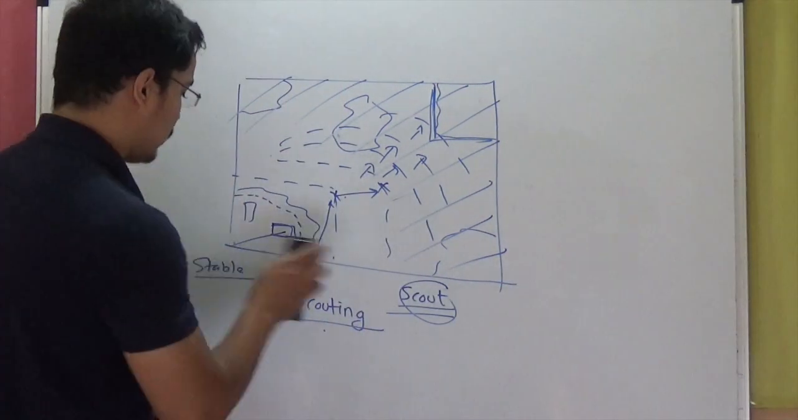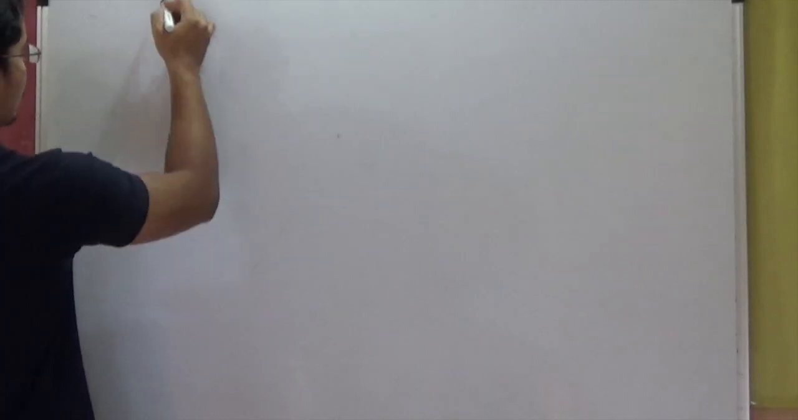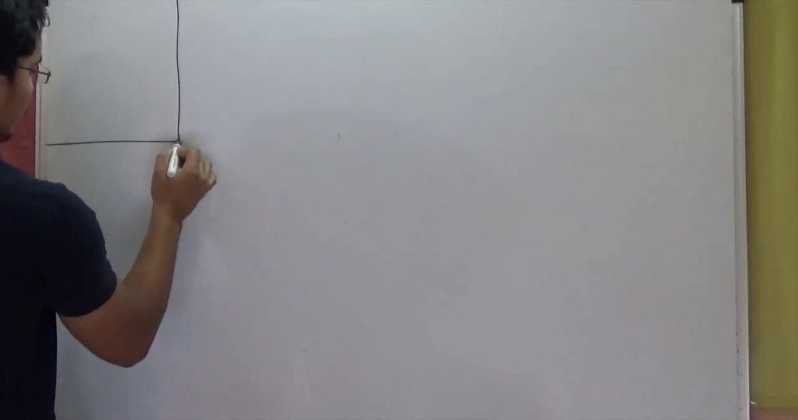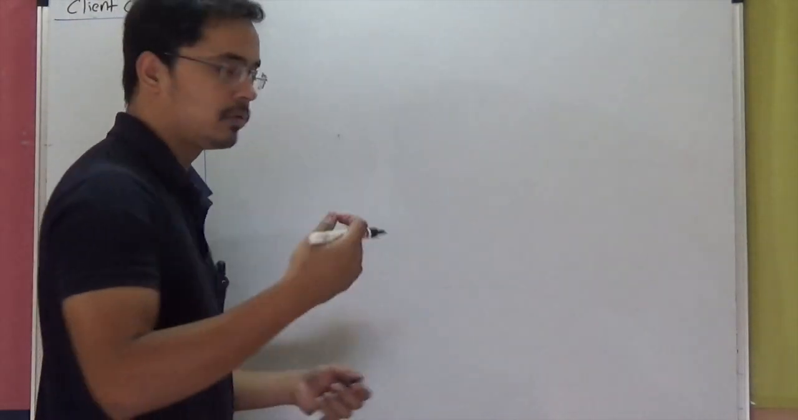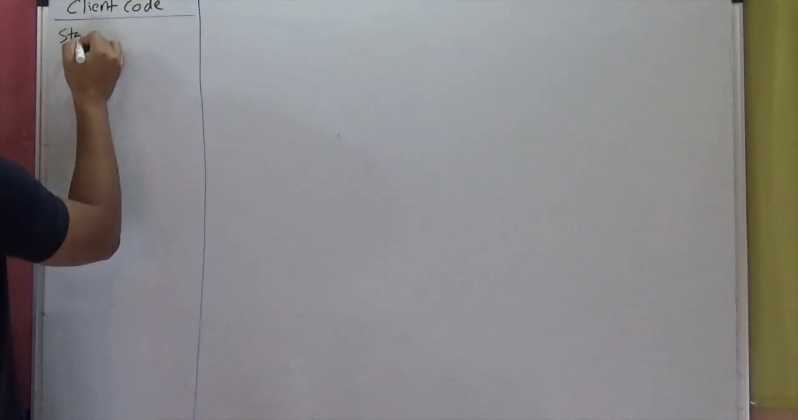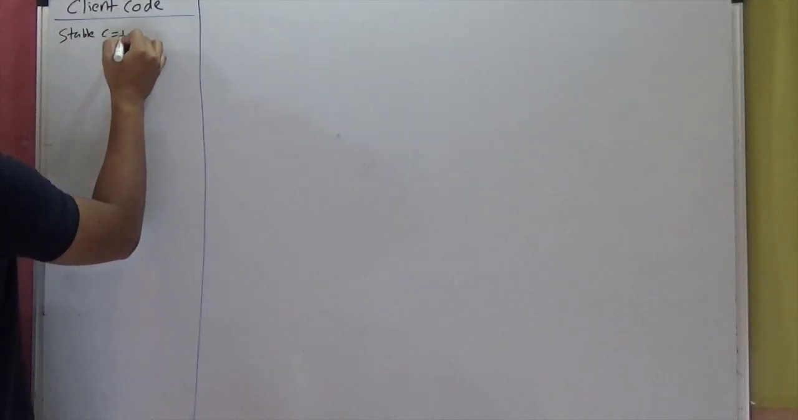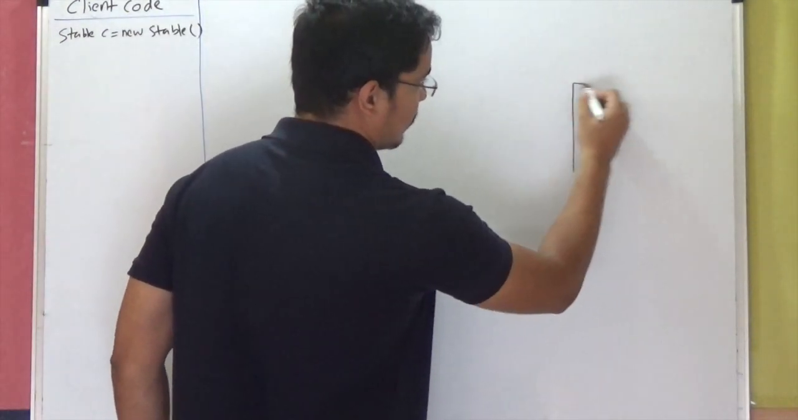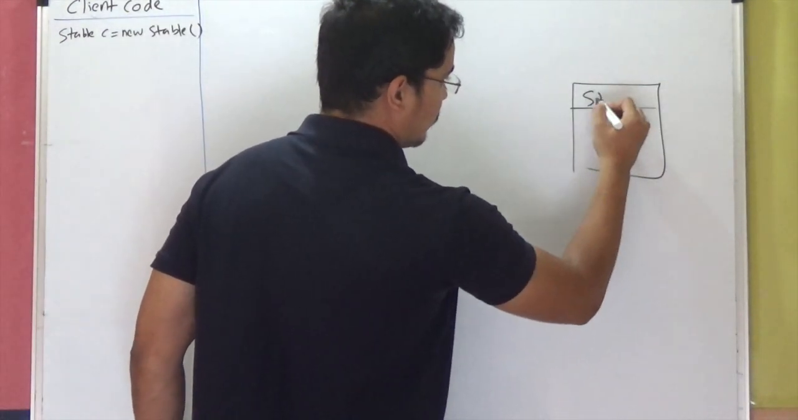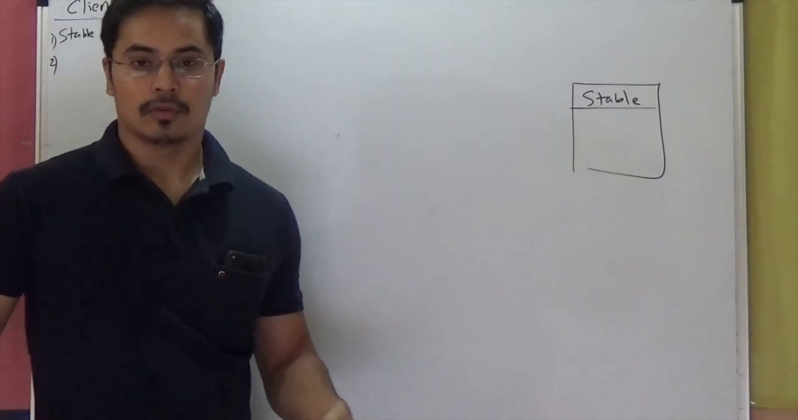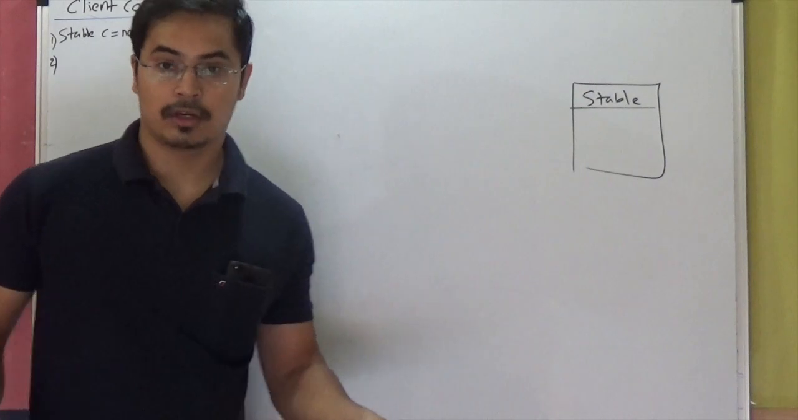So let's look at how this code will look. Let's keep our client here. The client in this case is the player. First thing we need to do, in order to create a scout, is to have a stable. So you could say Stable c equal to new Stable, and the entity involved here is the Stable class. So you'll create a stable. That is step one.